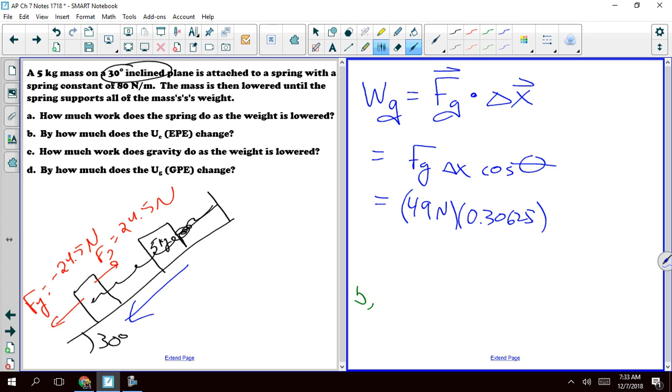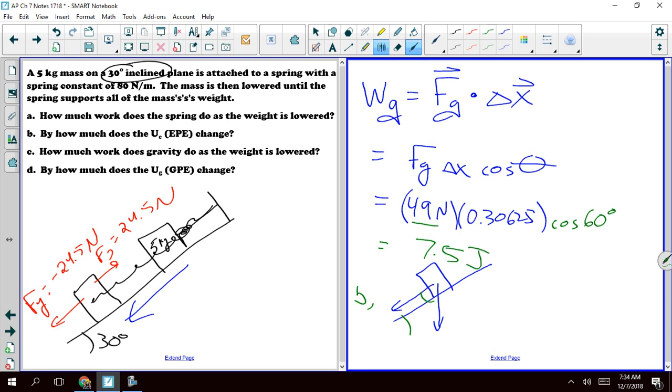Let's make sure we get this angle right. So here's the ramp with the box. Gravity is this way. Displacement is this way. So if this angle is 30 degrees, this is actually 60 degrees. Right? So we want times the cosine of 60 degrees. So cosine of 60 is 1/2. So this basically becomes 24.5 times that. And it gives you 7.5 joules.